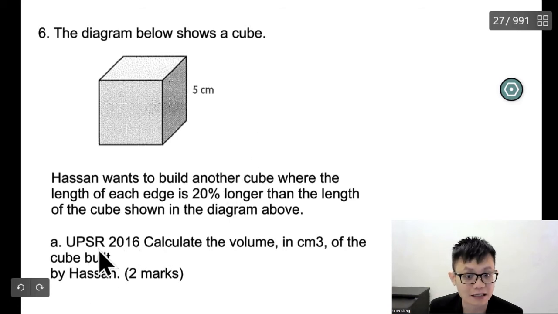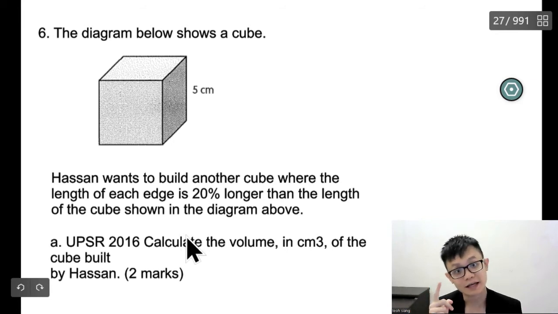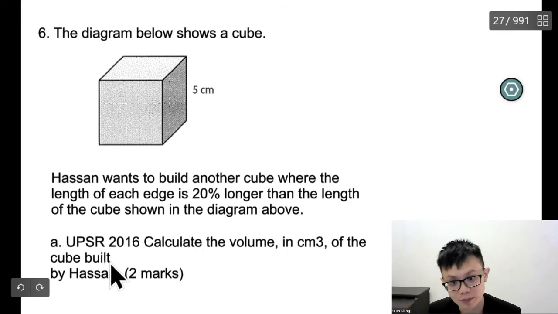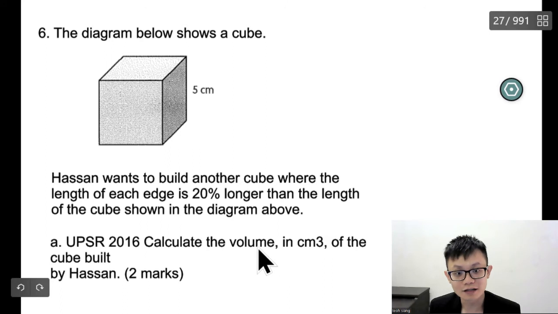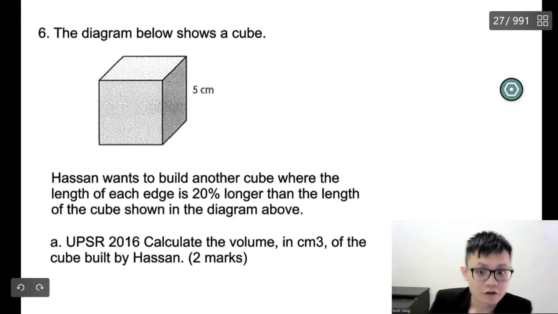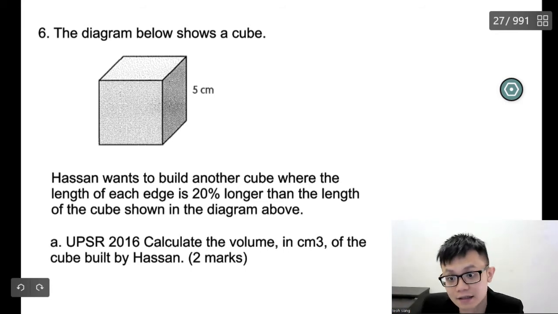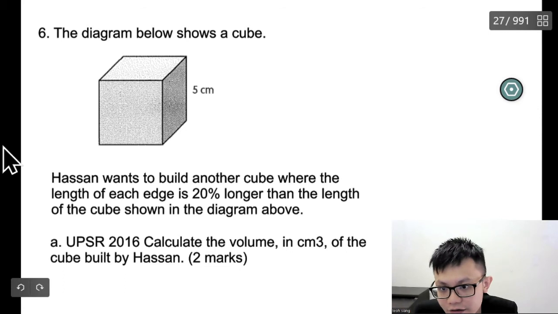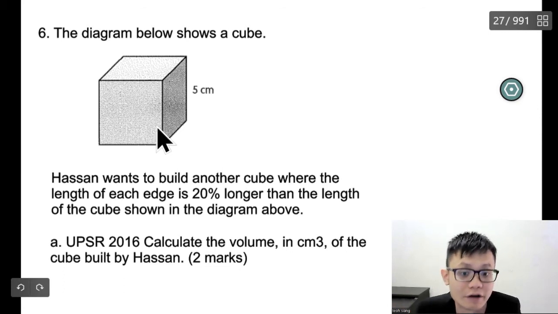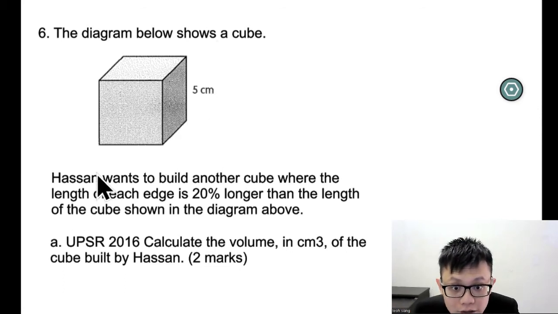So this is a UPSR question, 2006. If you can do this question, then you will be able to do your 2006 UPSR question. Calculate the volume in cm cube of the cube built by Hassan. So for this question, students need to understand the question, correct or not? You need to understand the question properly, what the question really wants. We want to read properly.